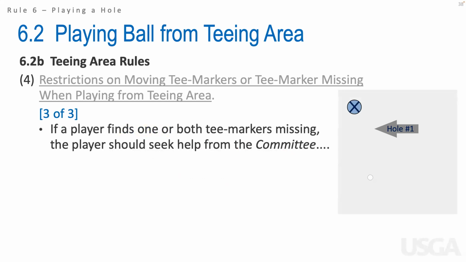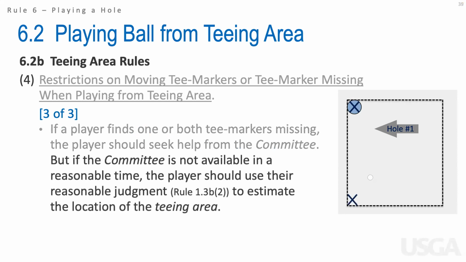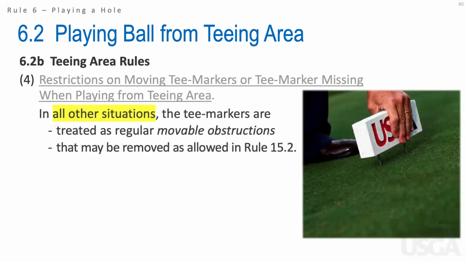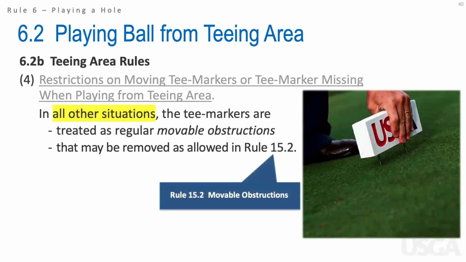Or if, like I said, a player finds one or both tee markers missing, they should at least try to find a committee member. But if they can't, then we'll just use their reasonable judgment. And most times you're going to know where you need to tee off from. In all other situations, so if it's not your teeing area, or if you're playing another hole and a tee marker might be in your way, they're just going to be treated as regular movable obstructions. You can remove it, but then also make sure you put that back.